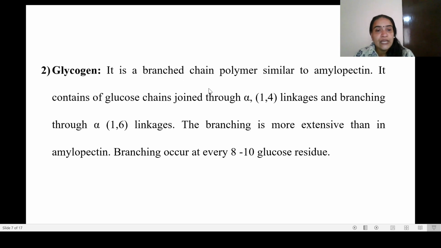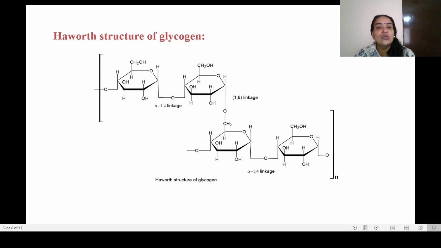Now, coming to glycogen structure, we know that starch is a storage polysaccharide in plants. Glycogen is a branched chain polymer similar to amylopectin. The structure of glycogen is also very similar to that of amylopectin, except the branching is more frequent. That is, at every 8 units there occurs a branching. So it consists of glucose chains joined through alpha-1,4 linkage as well as glucose chains which are linked through alpha-1,6 linkage.